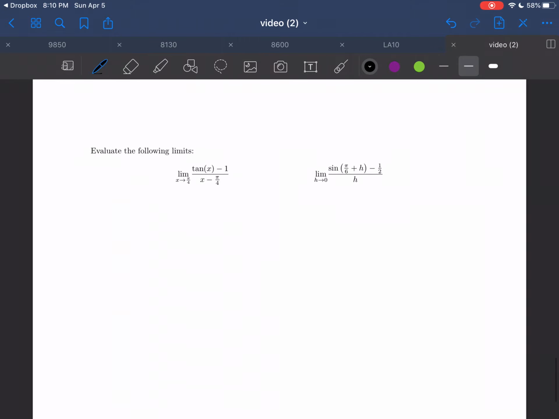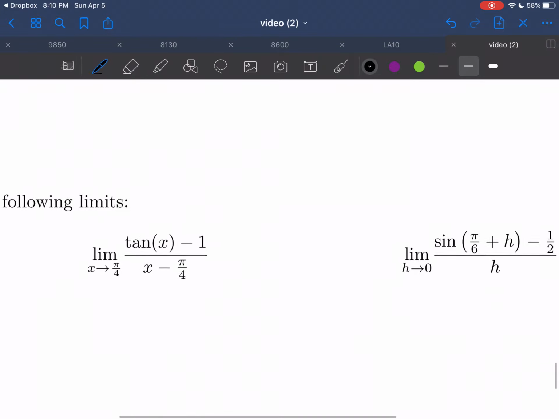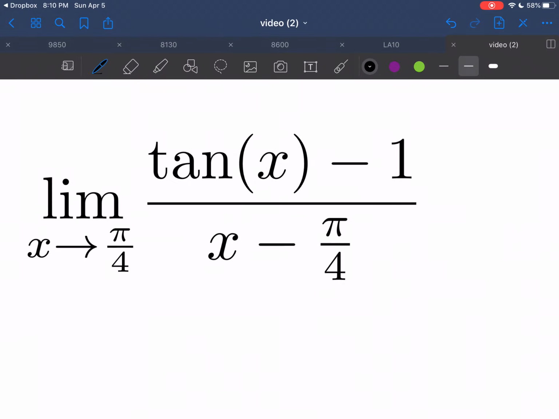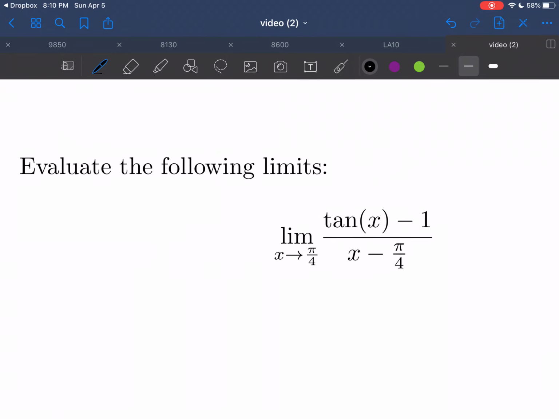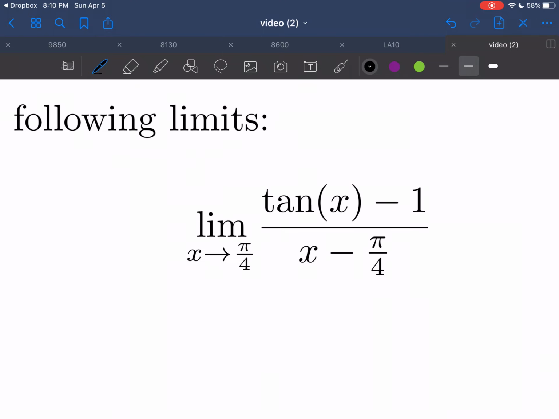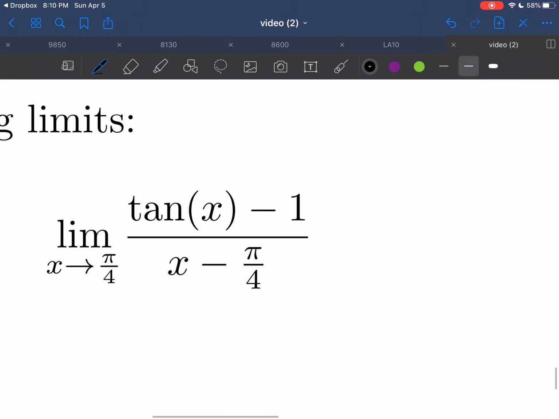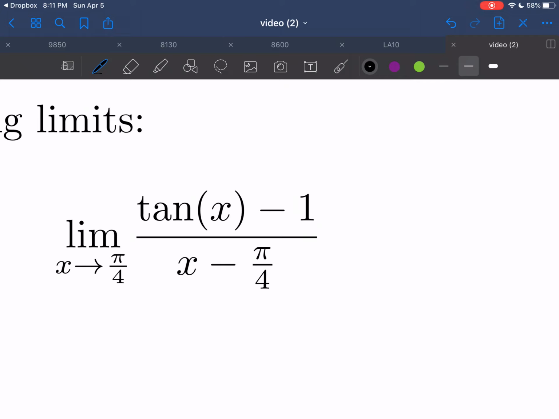All right, and then lastly, I've got two limits here. So remember that there's a limit definition of your derivative. Okay, and so we can use that to evaluate limits. All right, so we know that we've got the limit as x approaches pi over 4 of tan of x minus 1 over x minus pi over 4.